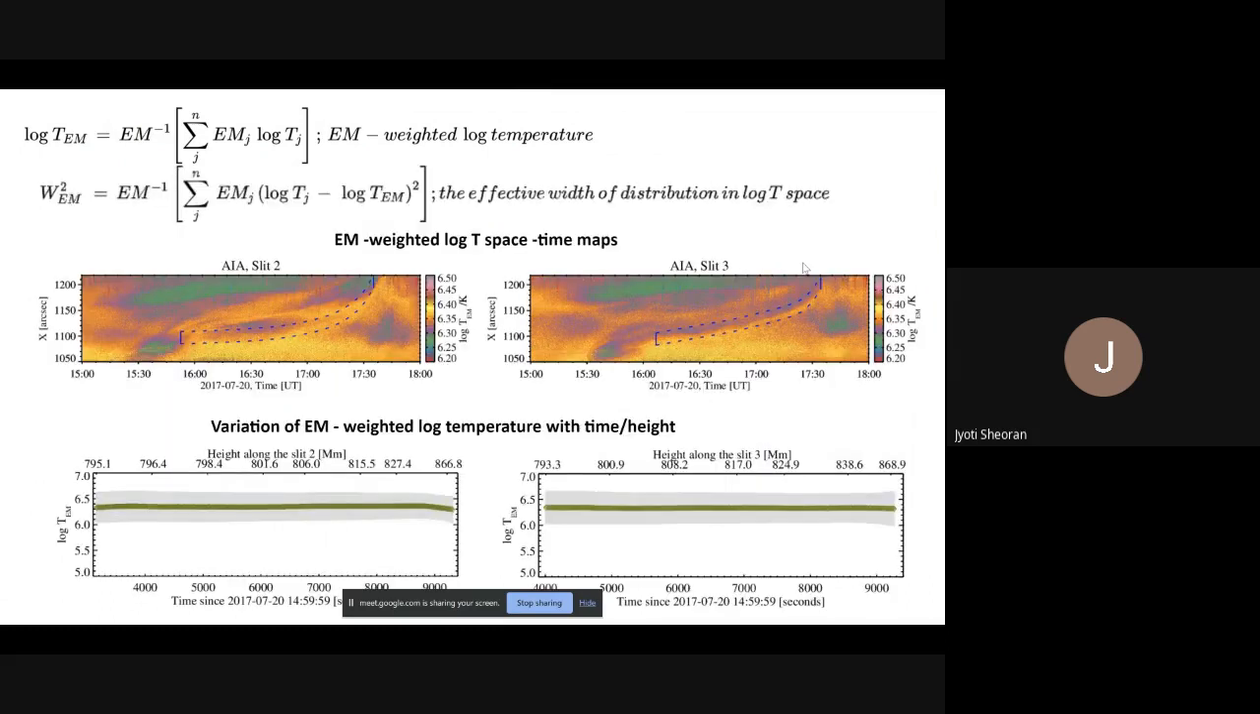So the bottom plot shows the variation of log T along this curve, which is shown by the green symbol, and the gray shaded region shows the effective width of the distribution in log T space, which is again given by this W squared EM given in Chang et al. 2015. So we can see that the CME core is maintaining a constant temperature of the order of a million Kelvin as it is propagating in the AIA field of view.